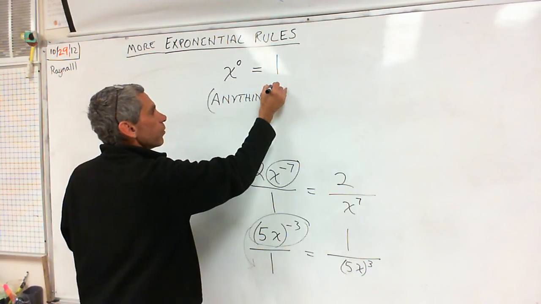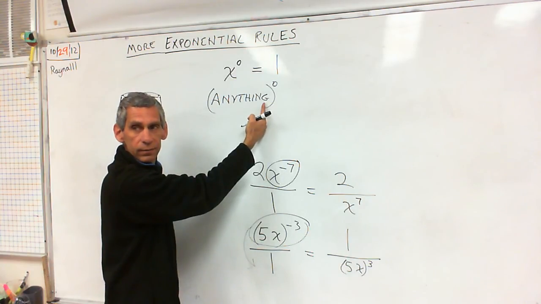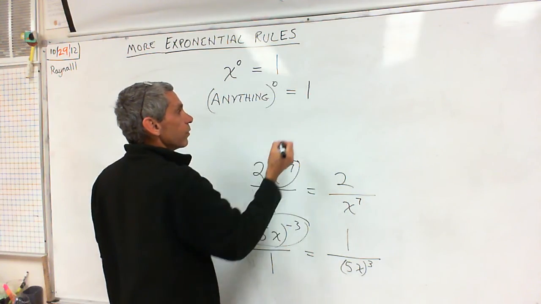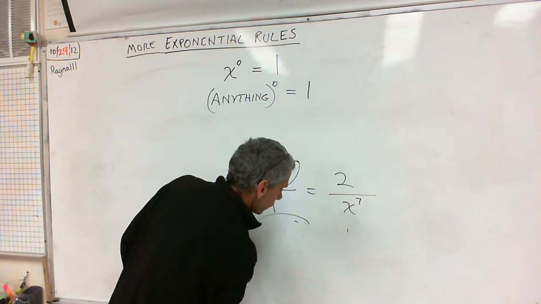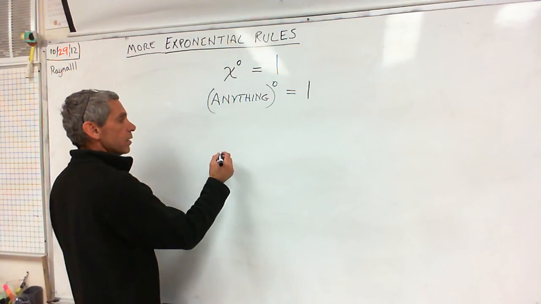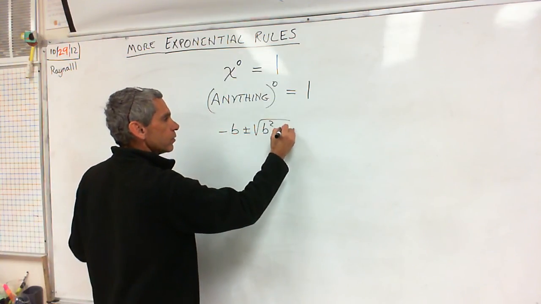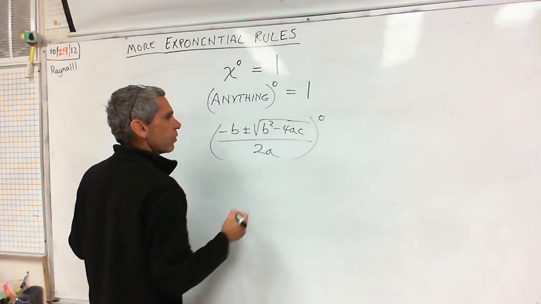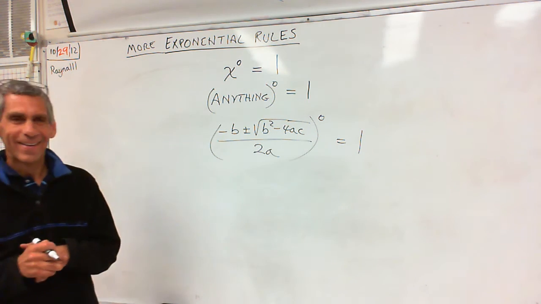to the 0 power. I got to put it in parentheses because otherwise the 0 power would only affect the g in anything, right? So I got to put anything in parentheses. Anything raised to the 0 power is equal to 1. Why? I could give you this horrible, awful problem: negative b plus or minus the square root of b squared minus 4ac all over 2a, raised to the 0 power. That equals 1. Oh, okay. That is so brilliant.